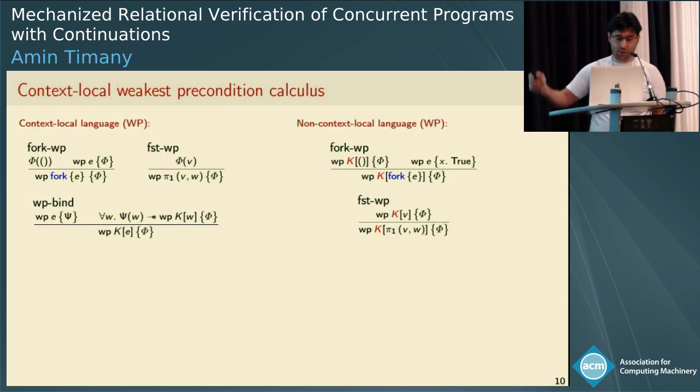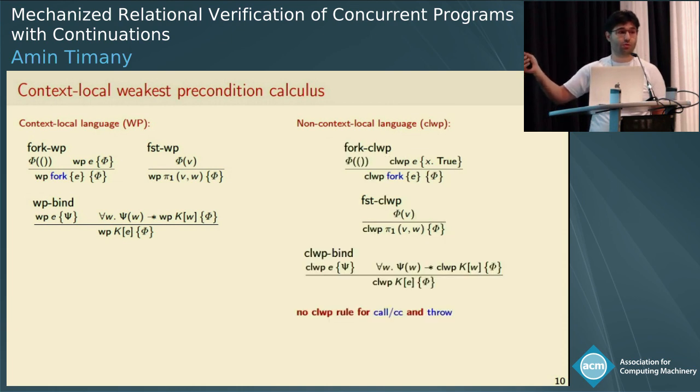So now let's go back to the situation that we had before. For a non-context-local programming language, if we now start using context-local reasoning principles, we get exactly the same style of rules that we would get for a context-local language, right? Including the bind rule. The only caveat is that obviously you cannot get rules for non-context-local primitives, call/cc and throw here.